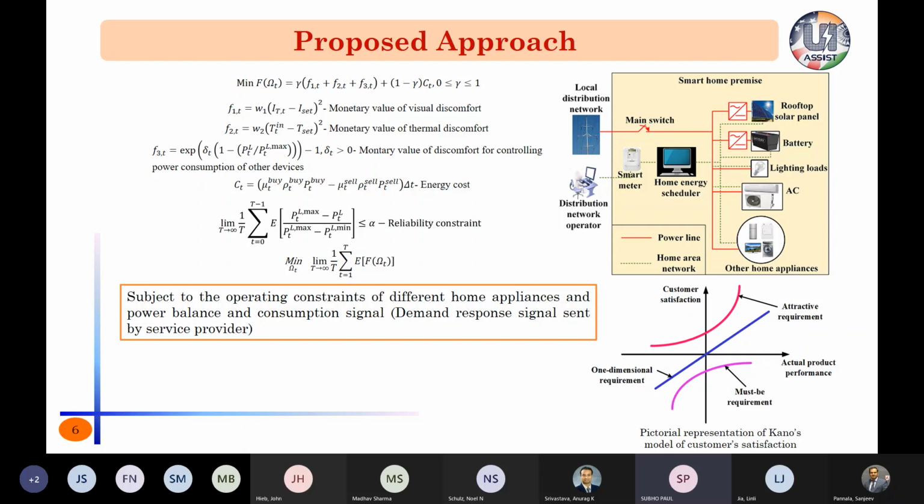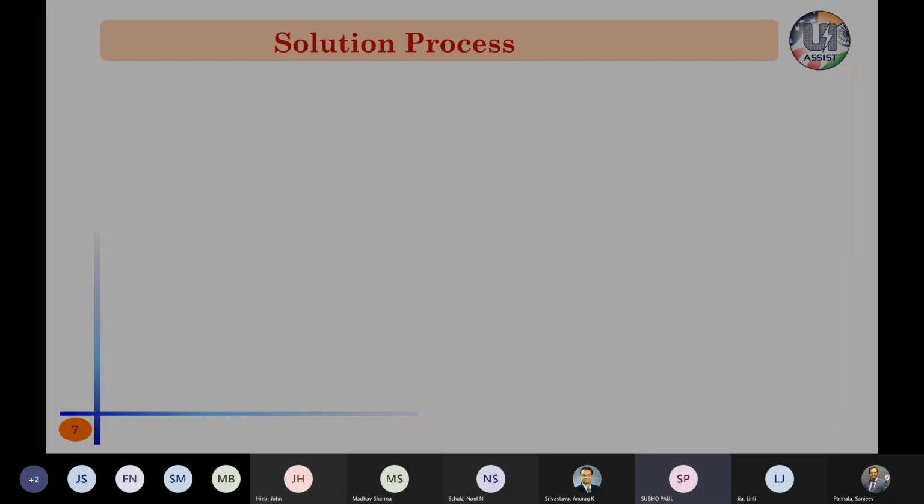Then, considering this multi-objective formulation, a reliability constraint is added to minimize the load shedding operation on the total load demand. It is subject to all the home appliance operating constraints, power balance, and the demand side management or demand response signal obtained from the local DNO.